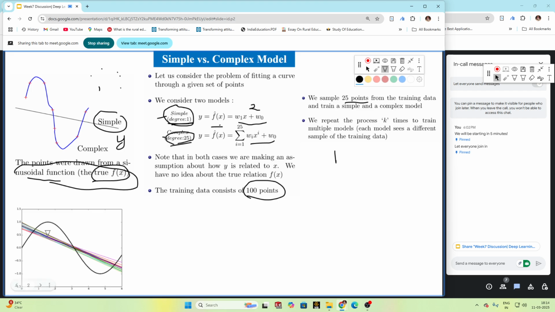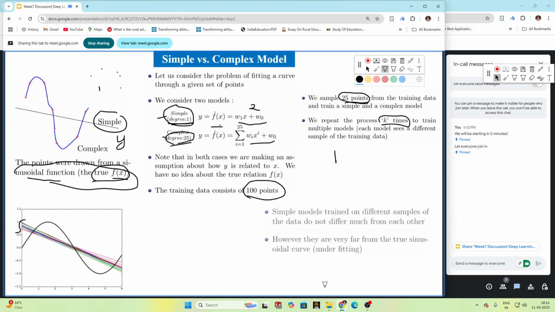Now in this curve, this black line is the true sinusoidal function, true f(x). And these lines you are seeing with different colors, straight lines with different colors, are the predicted functions, w1x plus w0. Now why are there so many lines? Because I have told you that we are taking 25 points k times, that means many times. That is why we are getting so many lines.